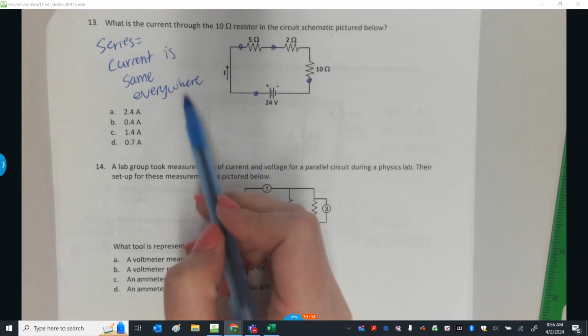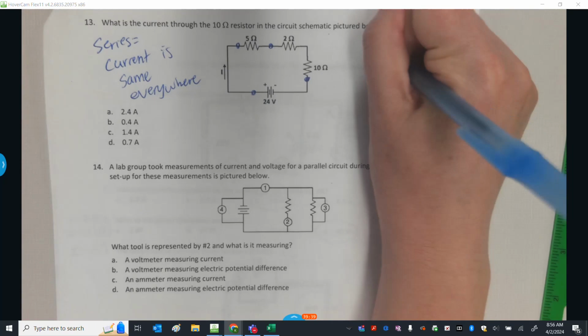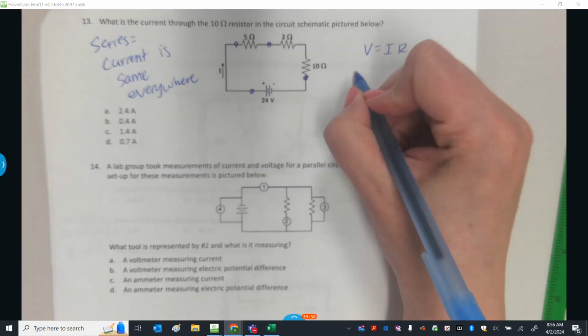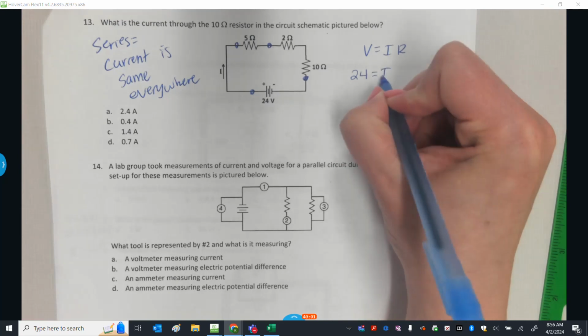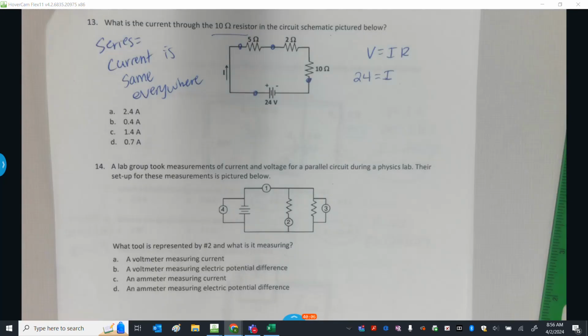If I want to figure out what that current is, I have to go back to Ohm's law, but I have to use the total resistance of the whole circuit and the total battery's voltage to find it, because the current depends on the total resistance of the circuit. I know my battery's voltage is 24 volts, but I don't just get to use 10. Even though the question's asking about the 10 ohm resistor, that's not the resistance I use, because that's not the total resistance of the circuit. You have to use the total.